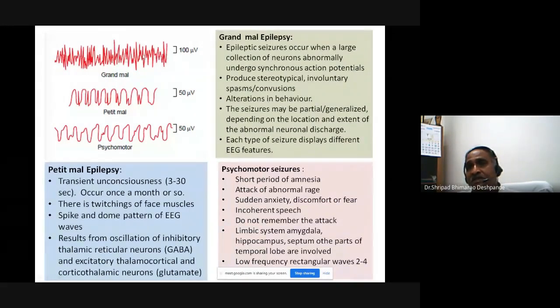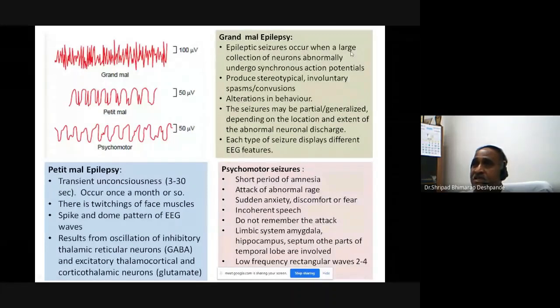These large amplitude high frequency waves are seen during the attack of grand mal epilepsy. Grand mal epilepsy is generalized convulsions. You must have seen some persons fall on the street. Suddenly they will have convulsions and abnormalities, and you must have seen and experienced these things. These are called grand mal epilepsy.